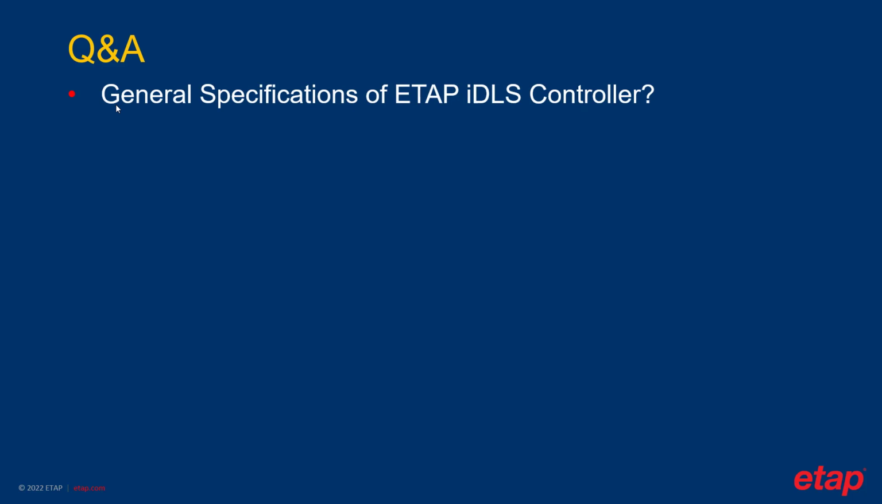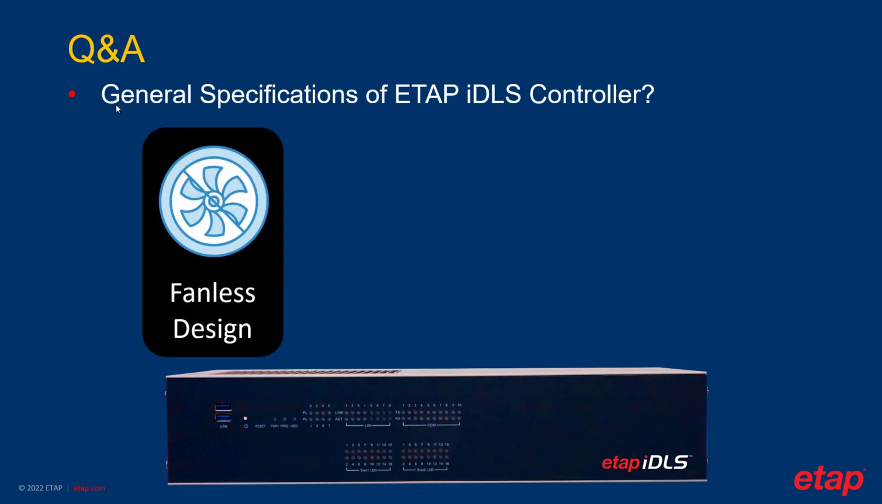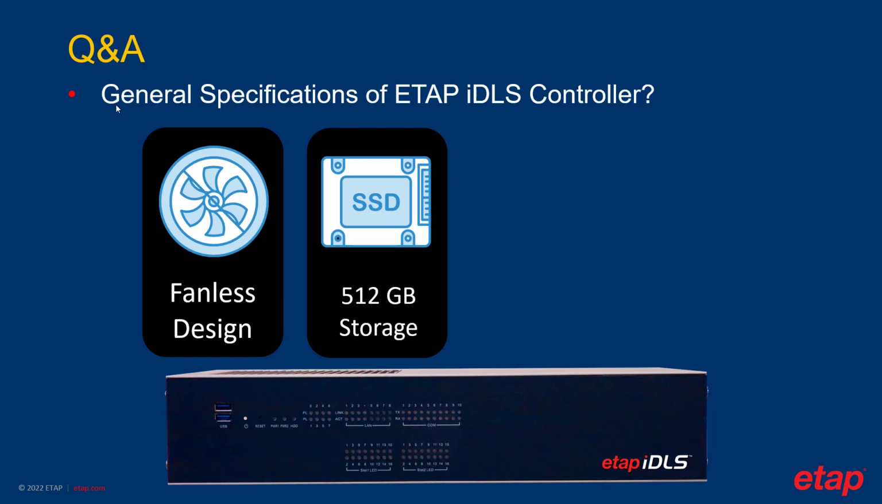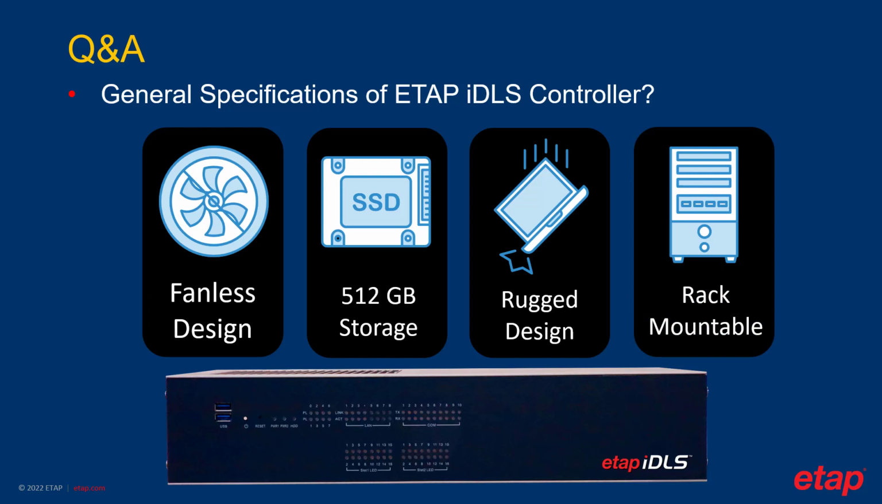And one last common question is, what are the general specifications of the ETAP iDLS controller? The ETAP iDLS controller is a substation-grade controller that can be installed through rough environments for operation. Typically, these controllers include fanless design, which can operate in extreme temperatures, typically handled in a substation, roughly between -25 to 70 Celsius. Typically offered within 512 GB storage. This hard drive size is typically enough to store the ETAP digital twin model and the load setting configuration. They are built-in rugged design to hold typical substation conditions, which can be heavy vibration and dust. They are rack mountable, so they can be installed either in a substation panel or an enclosed rack.